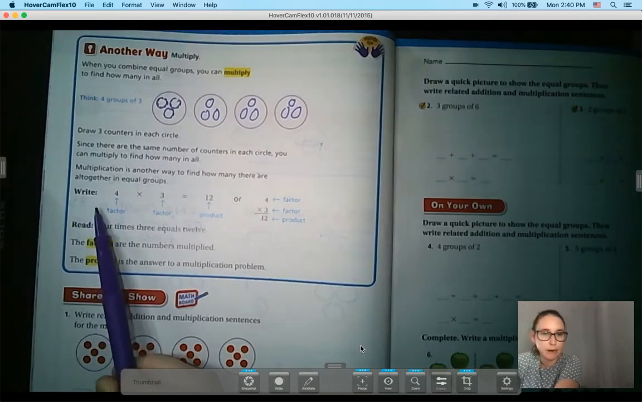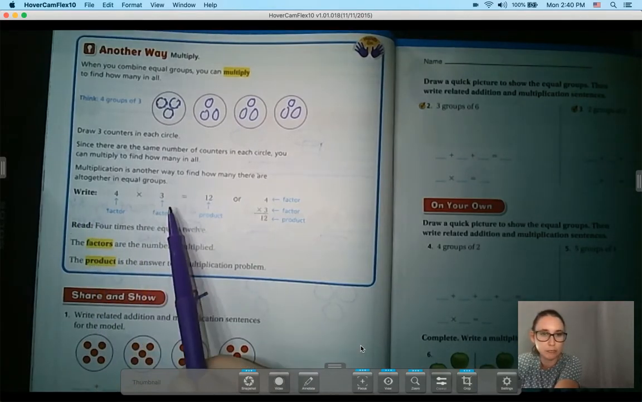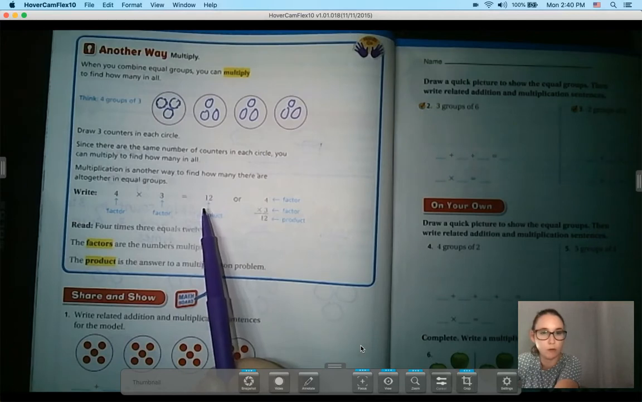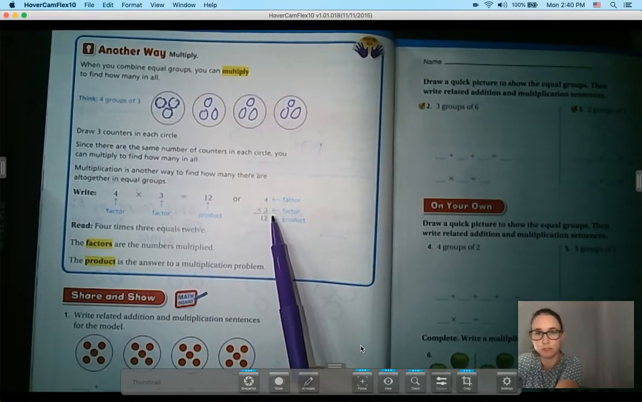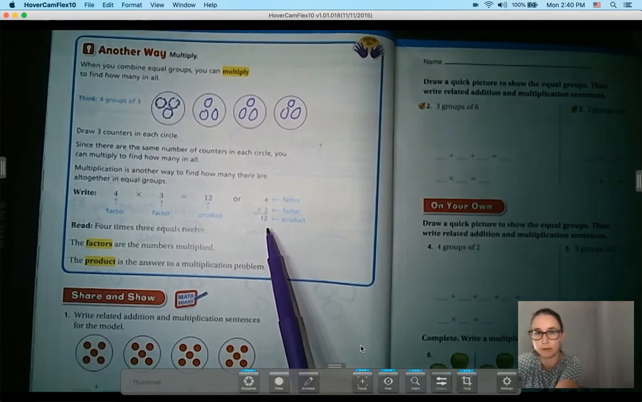So here we would write 4 times 3 equals 12. Or 4 × 3 = 12. That's just another way to write it.